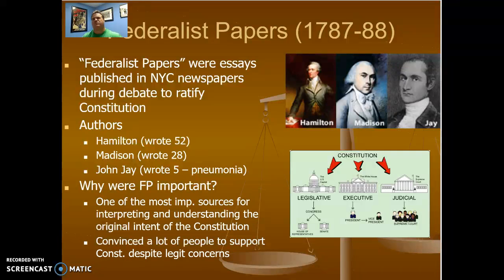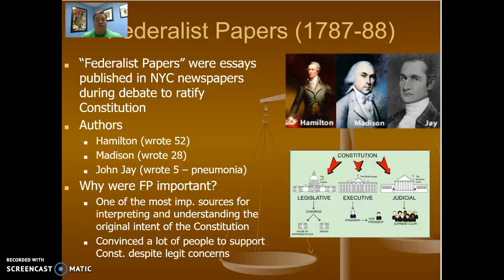Now, the Federalist Papers are really important because they laid out, first off, an advocacy for why the system would be a better one to have than the Articles of Confederation. But also, they give us today an idea of how the Constitution should be interpreted.